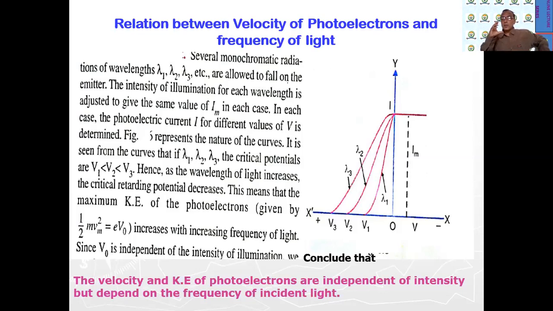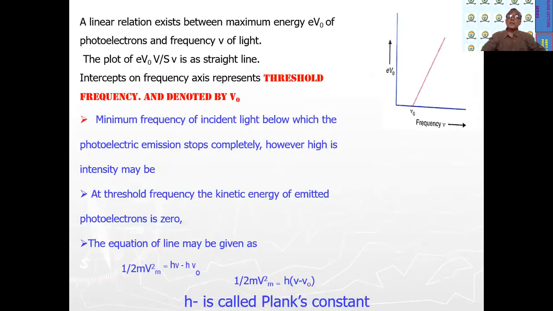In one line, we conclude that the velocity and kinetic energy of the photoelectrons are independent of the intensity but depend upon the frequency of the incident light. So if we plot the graph between the frequency on the x-axis and the kinetic energy of the emitted photoelectrons on the y-axis, we find that the graph is a straight line. When a straight line graph is obtained between the kinetic energy eV0 and the frequency nu, we can find the slope of it.